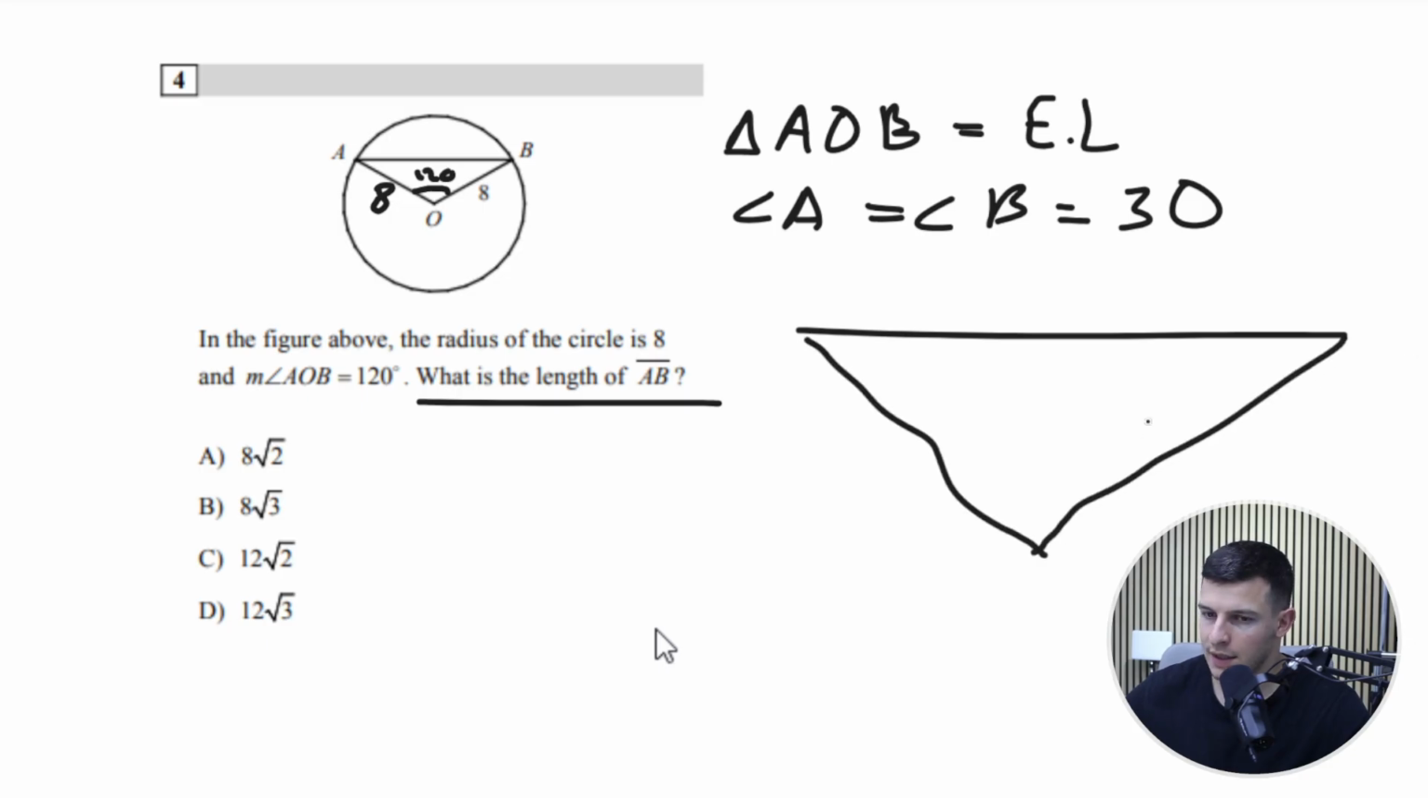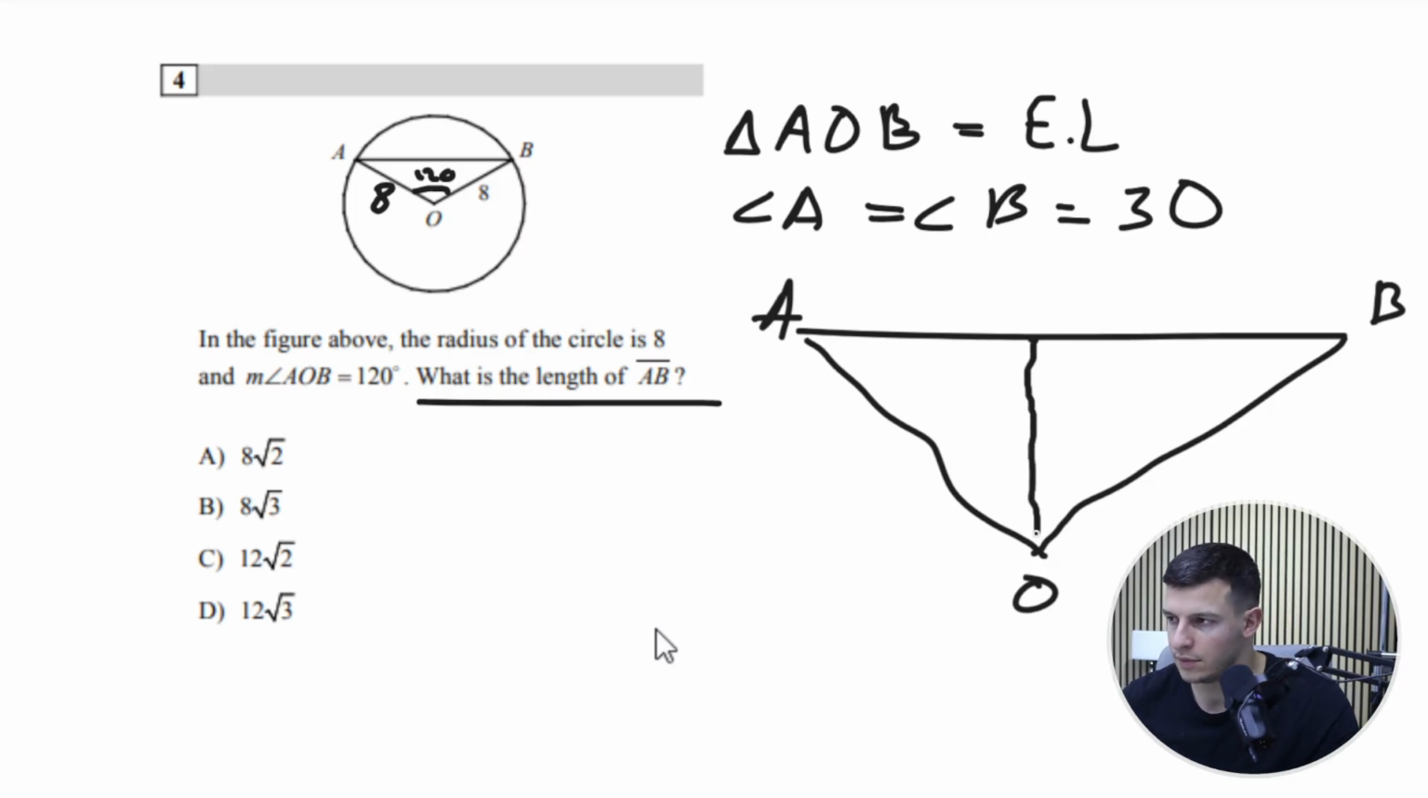So I'm going to isolate the triangle. This is my A, B, and O. Now, I'm going to drop a height here because we're going to need that. Okay, imagine that's a height. This is 90 degrees. So I know this part is 30. I know this part is 60. So this is a 30, 60, 90 degree triangle.